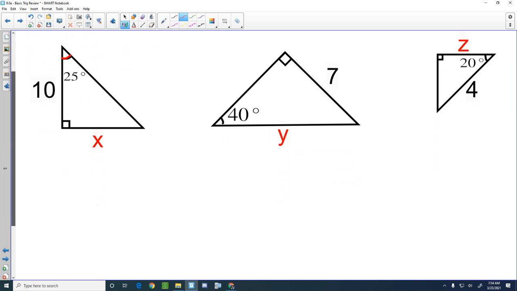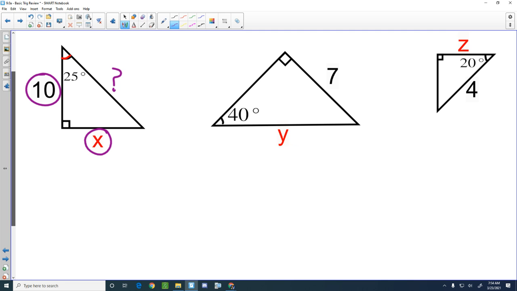Now, the one thing that you need to decide on is which trig function should you use, sine, cosine, or tangent. And that's going to depend on the side length that you're looking for, which in this first example is x, and the side length that you're given. So since I don't know what this side is, but I do have this side, I'm looking at that x and that 10, and I need to label them. I need to decide, okay, is that the adjacent side, the opposite side, or the hypotenuse?